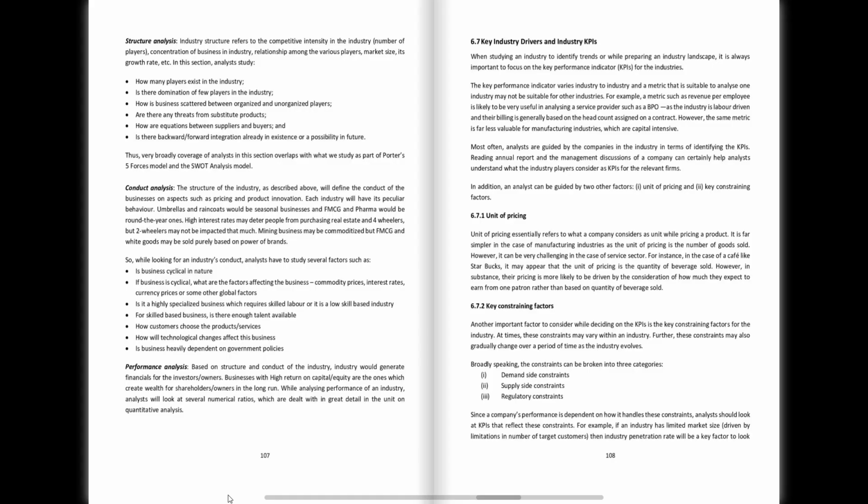Umbrellas and raincoats would be seasonal businesses, and FMCG and pharma would be round-the-year ones. High interest rates may deter people from purchasing real estate and four-wheelers, but two-wheelers may not be impacted that much. Mining business may be commoditized, but FMCG and white goods may be sold purely based on the power of brands.